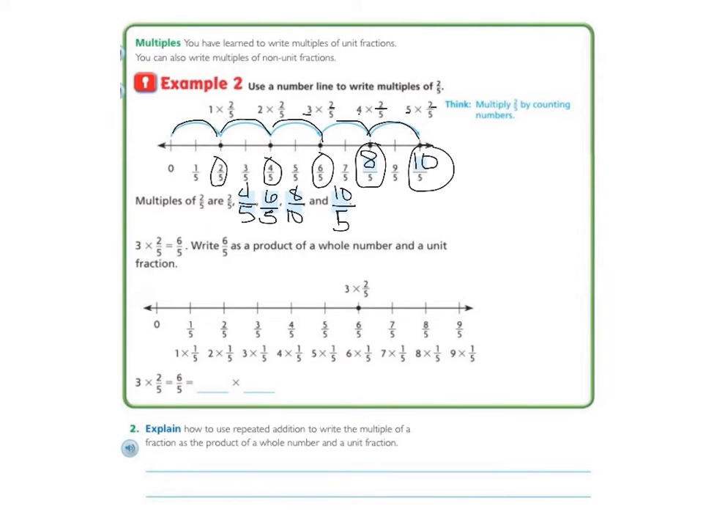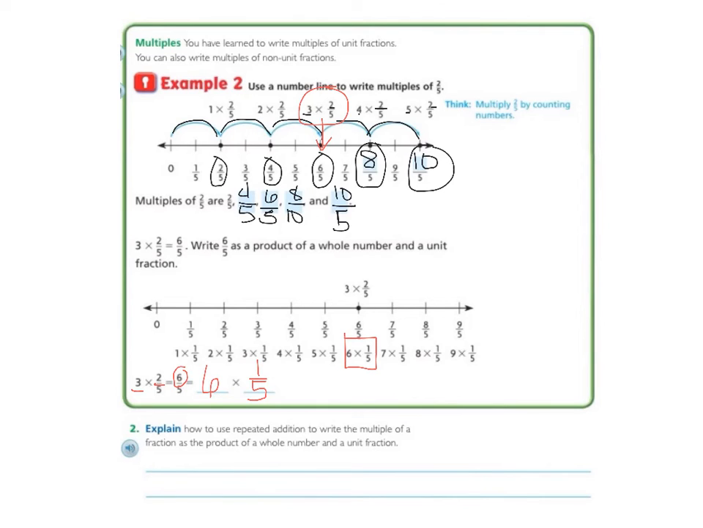Let's think about this as 3 times 2/5. So we counted by 2/5, and here's our 3 times 2/5 up here. 3 times 2/5, we said, is 6/5. So let's write 6/5 as a product of a whole number and a unit fraction. Well, if we have 6/5, that would be the same as saying 6 times 1/5. So like I said, you're multiplying the two numbers: 3 times 2 is 6.